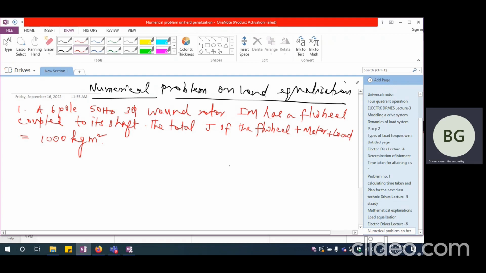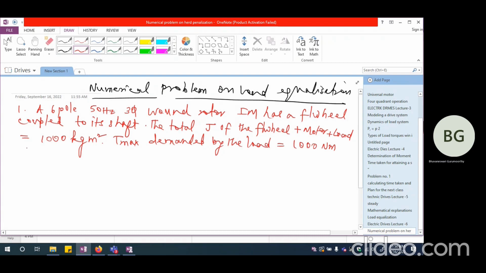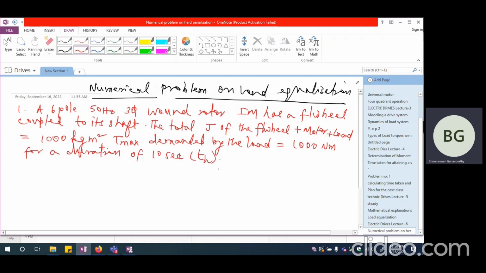So another thing that is given is the maximum load torque demanded by the load. T max demanded by the load is 1000 Newton meter for a duration of 10 seconds. So this is TH according to whatever derivation we did in the last class.